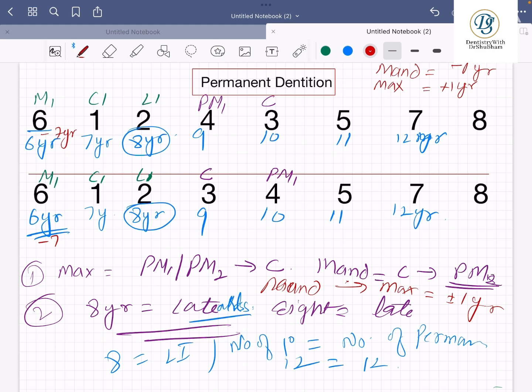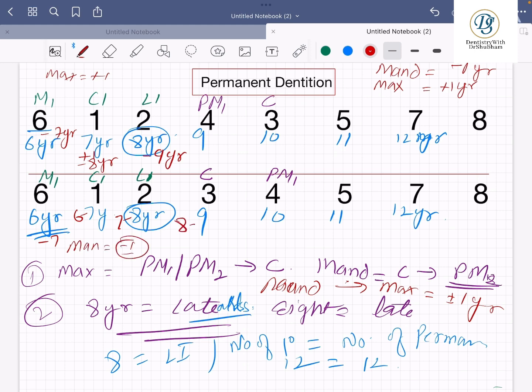Right? Then after 7, you just have minus 1. But in maxilla, for maxillary 7 plus 1, basically 7 to 8 years. In lower LI, 7 to 8. In upper LI, 8 to 9 years. Just add plus 1 to it. In maxilla, you just have to add plus 1. In mandible, you just have to subtract 1 year.